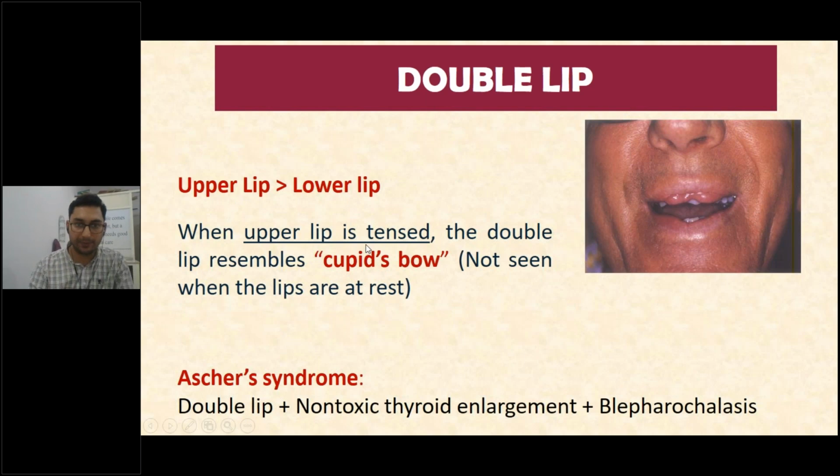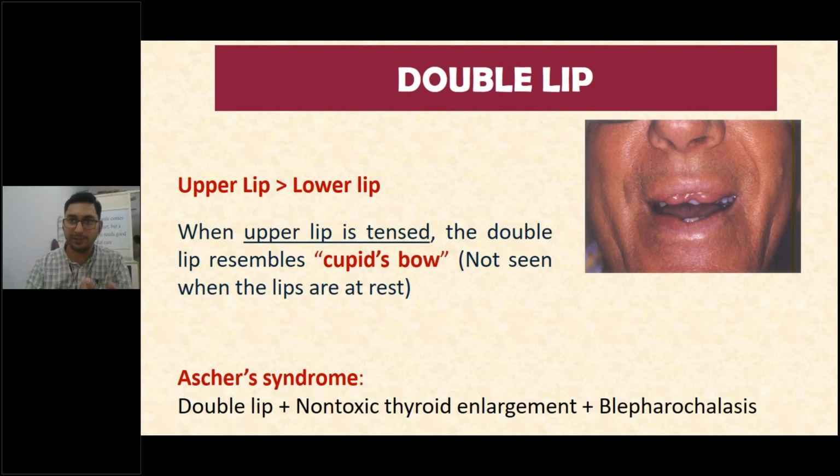So when the upper lip is tensed, the double lip resembles Cupid's bow. You can see this is Cupid's bow. But of course, it is not seen when lips are at rest, when they are approximated. But yes, when it is stretched, then you can see the double lip. The syndrome which is associated is Ascher syndrome.